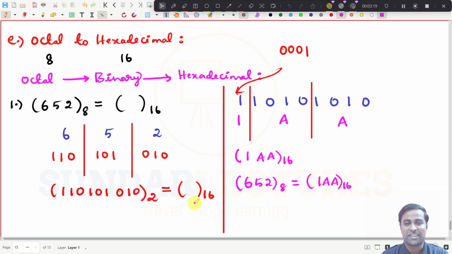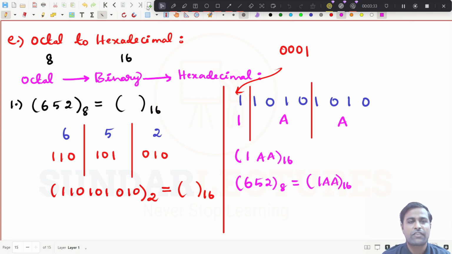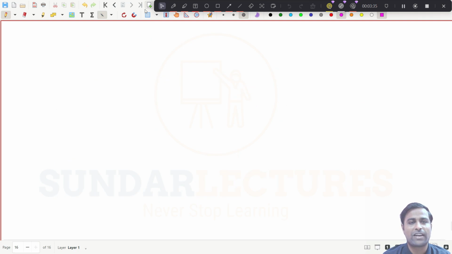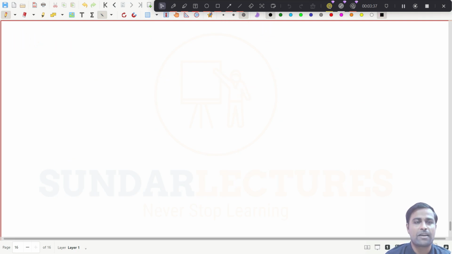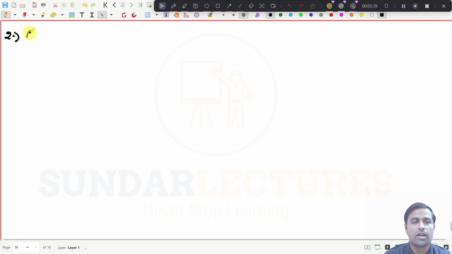This is the procedure, right? What we need to do, we need to convert octal to binary, and then that binary should be converted into hexadecimal. There is no straight procedure to convert octal to hexadecimal. That is the whole idea. You have to be very careful. And for example, if you have any point values like this, we will take another example. Example number 2.